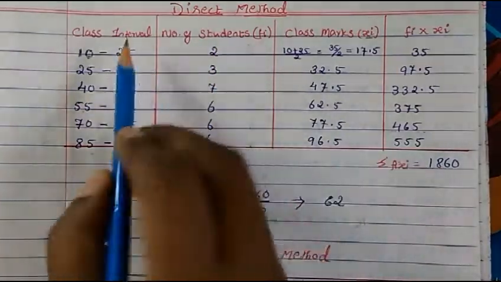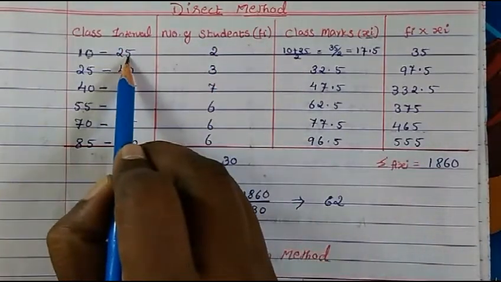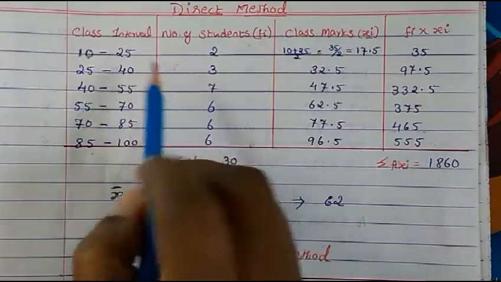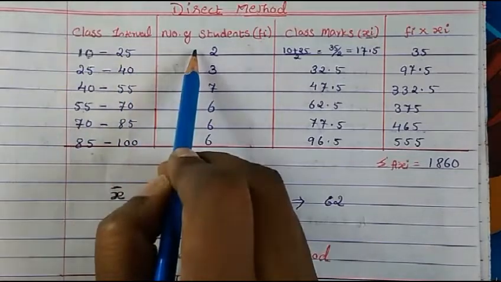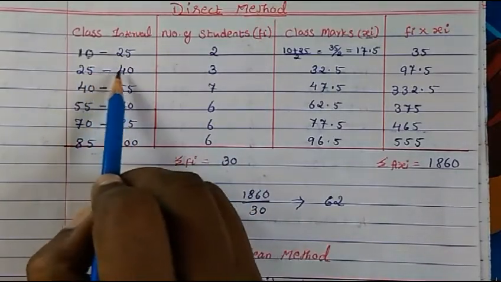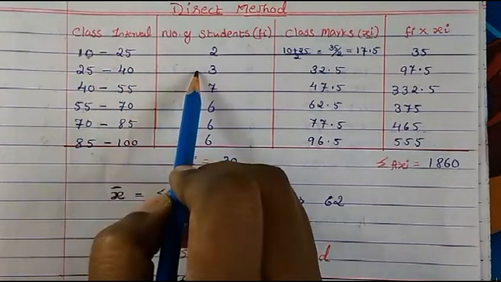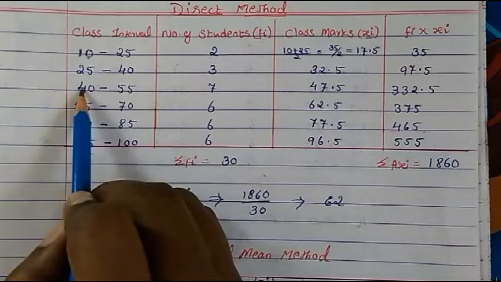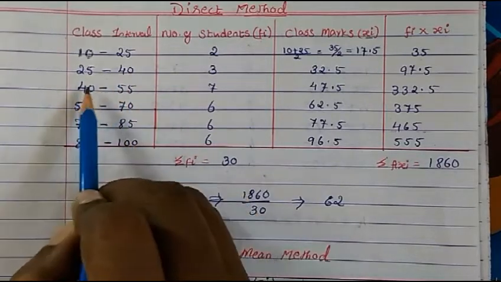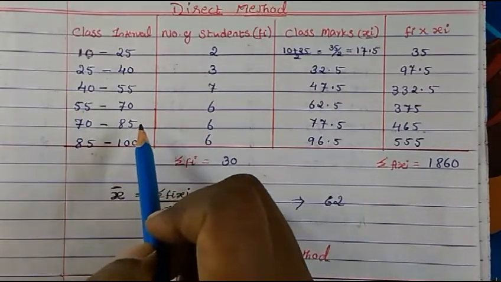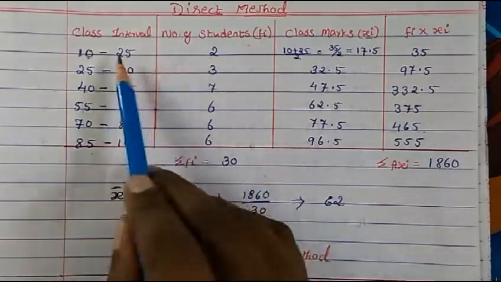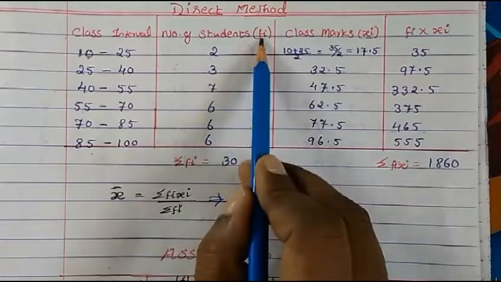Only remember that 25 don't count here, 25 you count here. So here you have to count between 10 to 24 marks, how many students got. Then 25 to 39 marks, how many students got. So you don't count this here, where it begins, there you have to count. 40 begins here, so 40 you have to count here. That part you have to be very, very clear. So number of students I have written down, that becomes Fi.